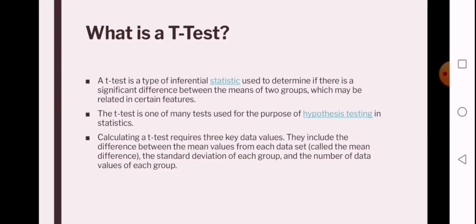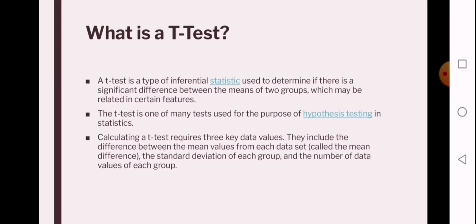Okay, so what is a t-test? A t-test is a type of inferential statistics used to determine if there is a significant difference between the means of two groups which may be related in certain features. It is mostly used when the datasets, like the dataset recorded as the outcome from flipping a coin 100 times, would follow a normal distribution and may have unknown variances.